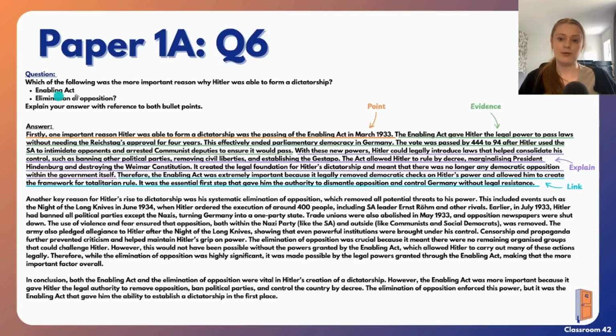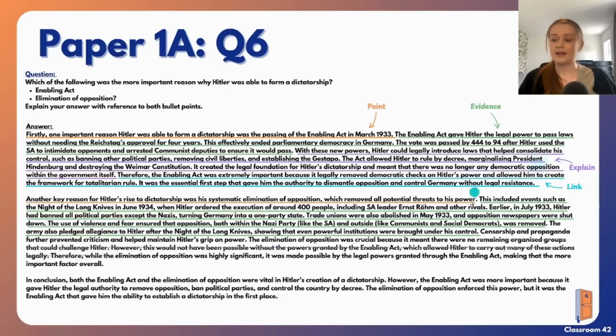Then we need to do the same for the second bullet point. So we're stating our point. This time we're talking about the removal of opposition. Then we're giving lots of evidence about the removal of opposition. So we're talking about the Night of the Long Knives. We're talking about Hitler banning political parties apart from the Nazis, abolishing the trade unions and using violence and fear, and all of that evidence.